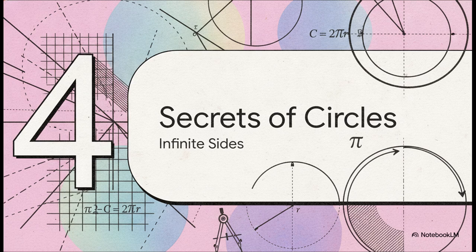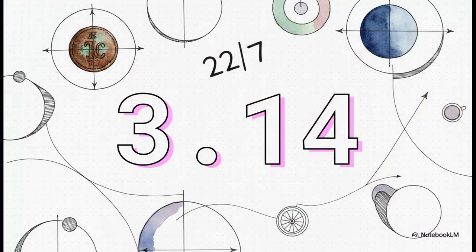Moving into some curves now. Section 4, the secrets of circles, infinite sides. Okay, you literally cannot talk about circles without talking about this legendary number, pi. Whether you write it out as 3.14 or use the fraction 22/7, pi is a universal constant. If you take any circle in the entire universe, from a tiny dime in your pocket to the equator of Jupiter, and you divide its outside border, the circumference, by its straight width directly across the middle, the diameter, you will always get pi. It's kind of mind-blowing when you really think about it.